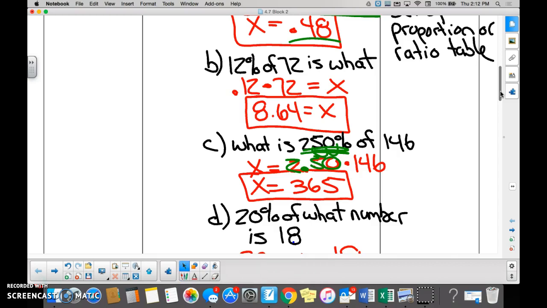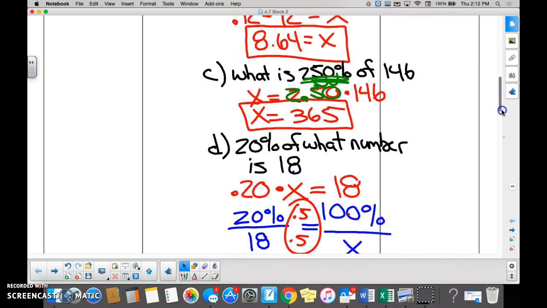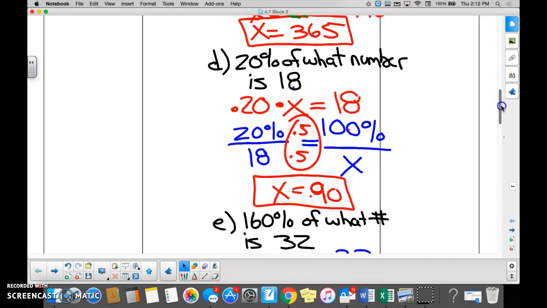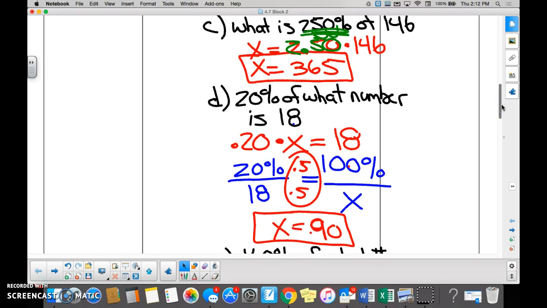Okay? D and E is where things got tricky. We wrote our number sentence out. 20% of what number is 18? When we wrote this number sentence out right here that I'm underlining, could you punch that into your calculator? Can you punch in 0.20 times x? No, you can't. There's nothing that's going to spit out. So you could guess and check your way to the answer. We don't want to do that though unless we have to.